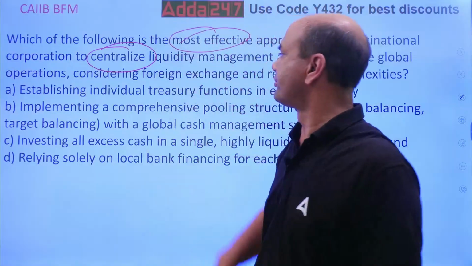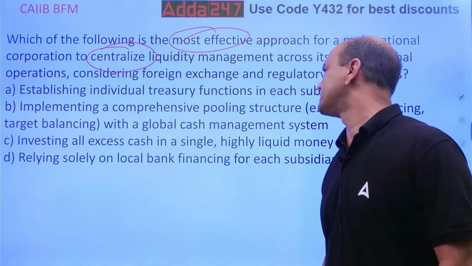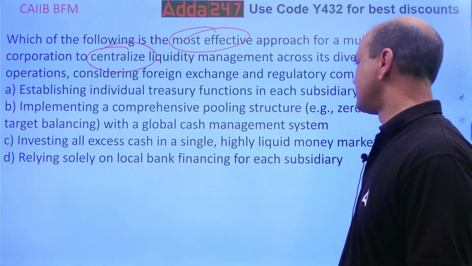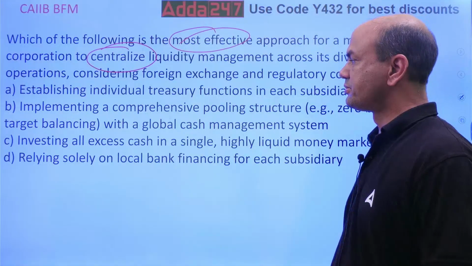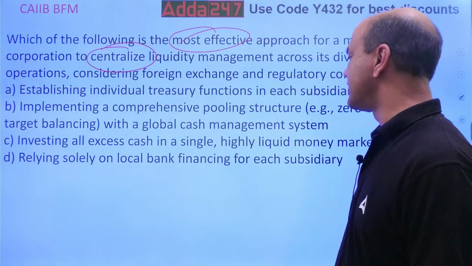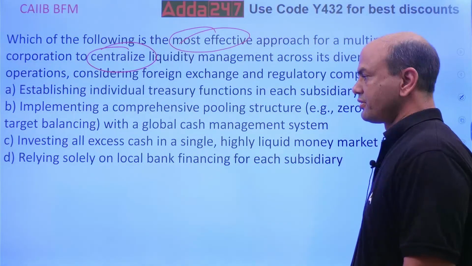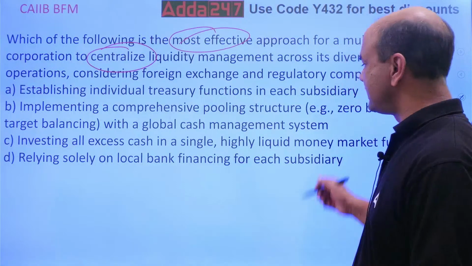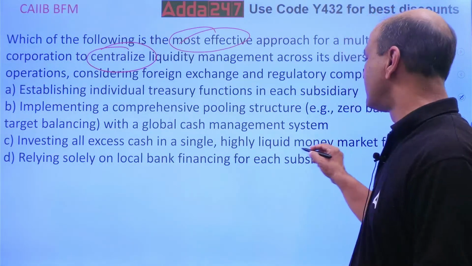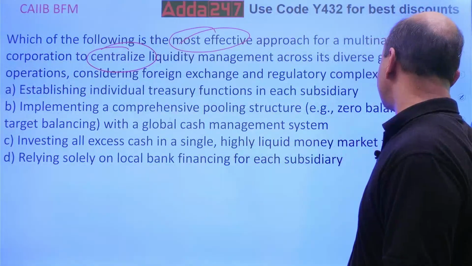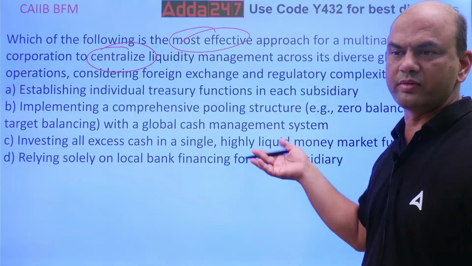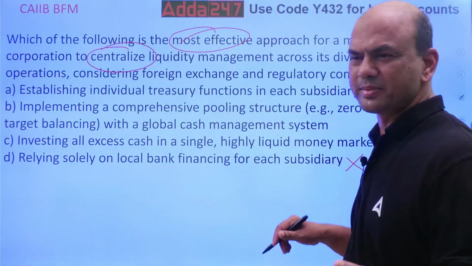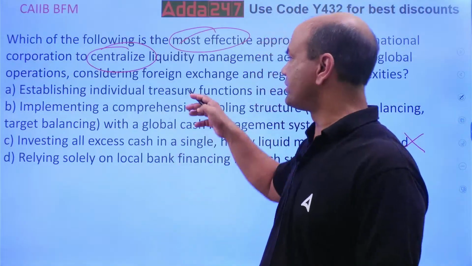Establishing individual treasury functions in each subsidiary. Implementing a comprehensive pooling structure with global cash management system. Investing all excess cash in a single highly liquid money market fund. Relying solely on local bank financing for each subsidiary. See this, C and D are obviously out. In a single highly liquid fund, it's wrong. You cannot invest in a single fund anywhere. Relying solely on the local bank is also wrong. A local bank can't supply you that much money. The answer is between A and B.